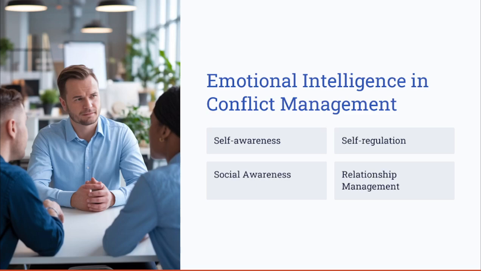Say a project manager with high emotional intelligence can effectively mediate a conflict between team members, or solve a conflict between two team members, by understanding their emotions and facilitating a constructive dialogue.